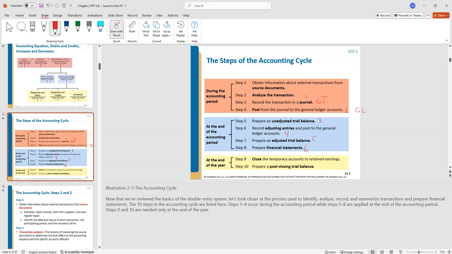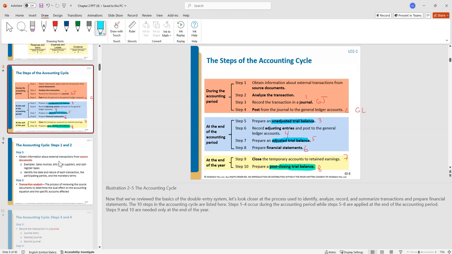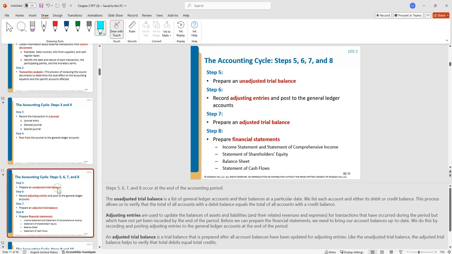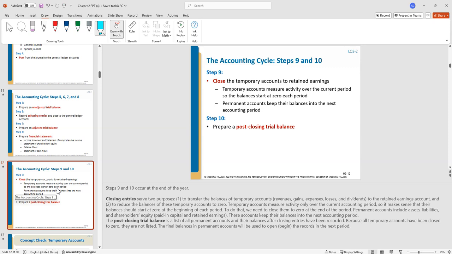We'll prepare the financial statements. We'll close out the temporary income statement accounts. We'll do the reverse for our revenues and expenses to get rid of them. And then ultimately, we will prepare a post closing trial balance. So through this, we're going to do 3 trial balances: an unadjusted, an adjusted, and then a post closing trial balance. You can read through those steps, but let's start with just the general journal.